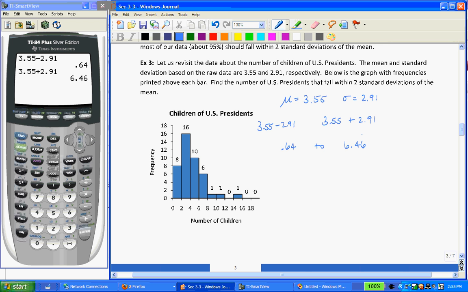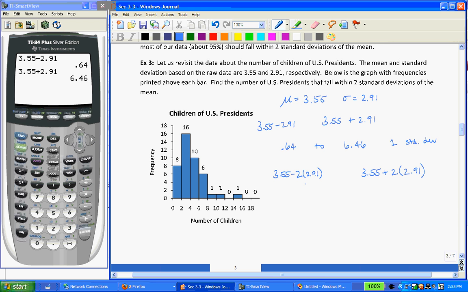But that's 1 standard deviation. We're asked to find the number of presidents that fall within 2 standard deviations. So I'm going to take that 3.55 and subtract off twice the standard deviation, and also we'll take the mean, the 3.55, and add on twice the standard deviation.